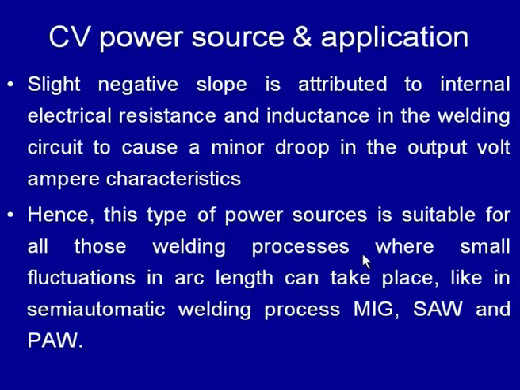Hence, this type of power source characteristic is found suitable for all those welding processes where a small fluctuation in arc length can take place, like in semi automatic welding processes, like metal inert gas welding, submerged arc welding, and plasma arc welding. So, this type of power source is mostly preferred for those welding processes where it is desired to maintain the arc length, and a small fluctuation in arc length causes a great change in the welding current, so that the arc length is maintained. Hence, these power sources are suitable where fluctuation in arc length is not much.